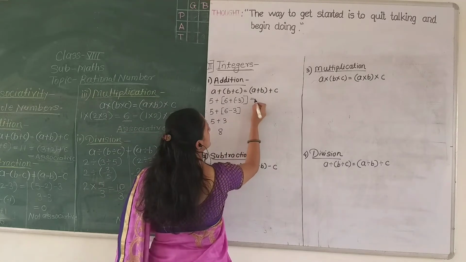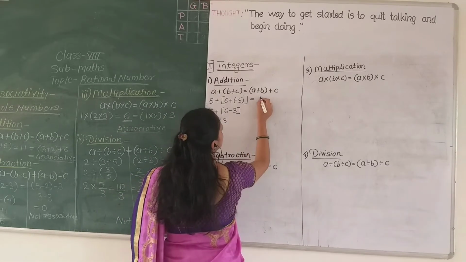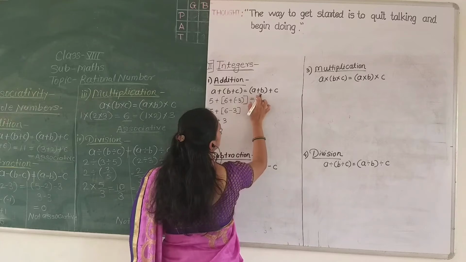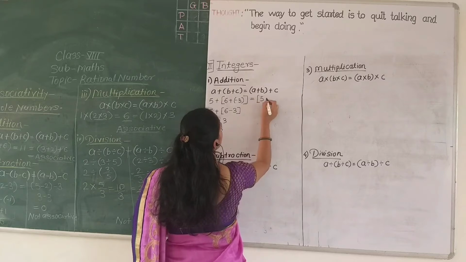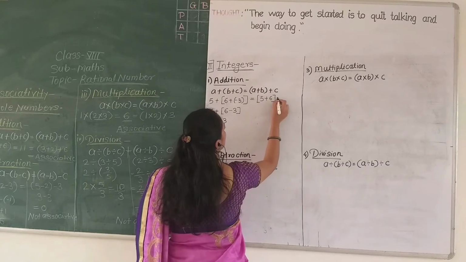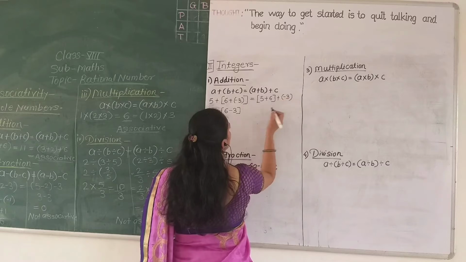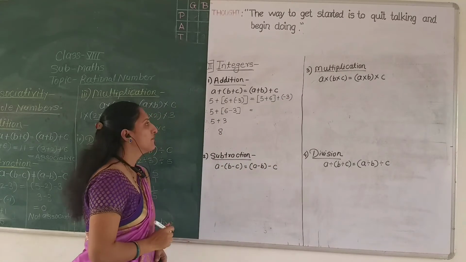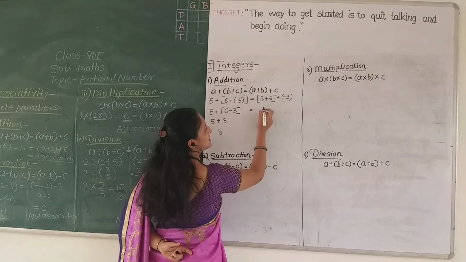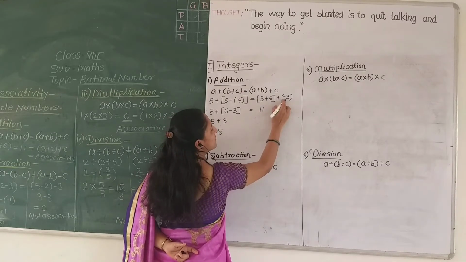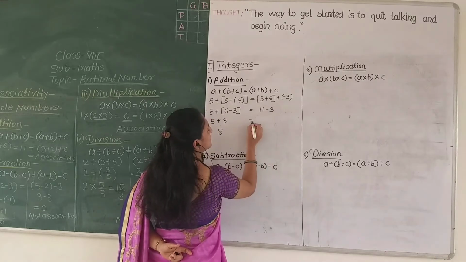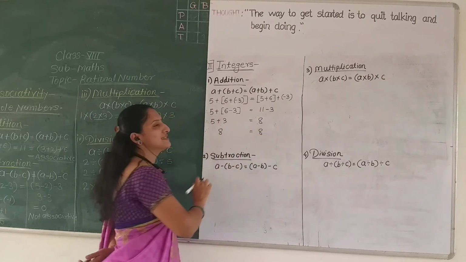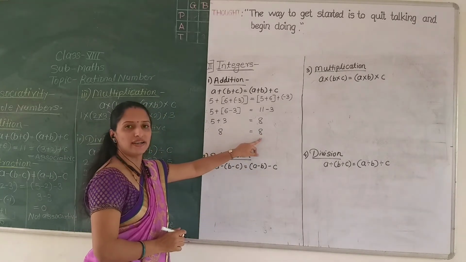Now for RHS, look here. Make the group of the two numbers A and B. Here A is 5 and B is 6, and then plus negative 3. Now let us check 5 plus 6. 5 plus 6 is 11. Plus into minus is minus. Okay, so 11 minus 3. So the answer is 8. We get the same answer in LHS and RHS.